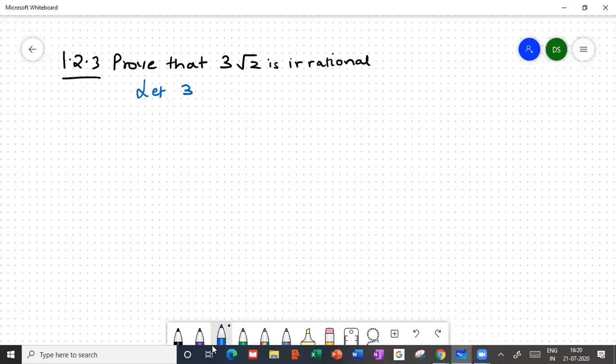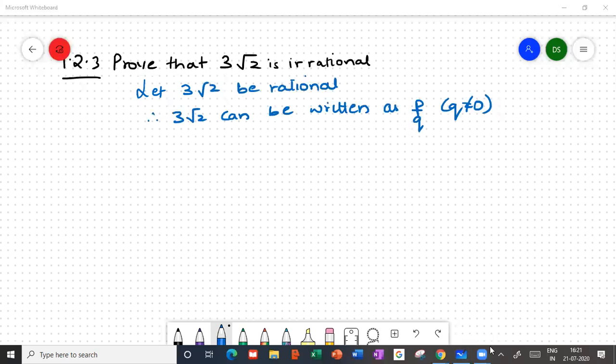Can be written as p by q, q not equal to 0. So these statements are important, okay? These statements saying that you're assuming it to be rational, then it can be written as p by q, where p and q are co-primes.